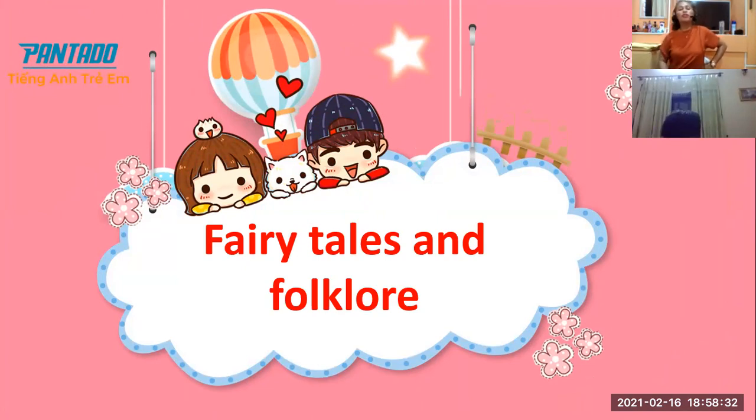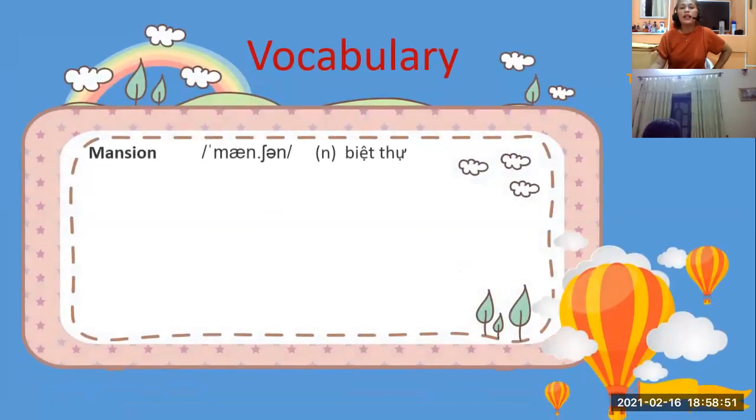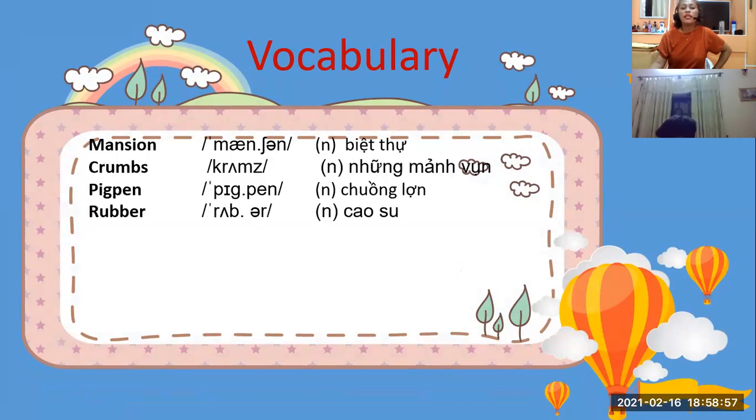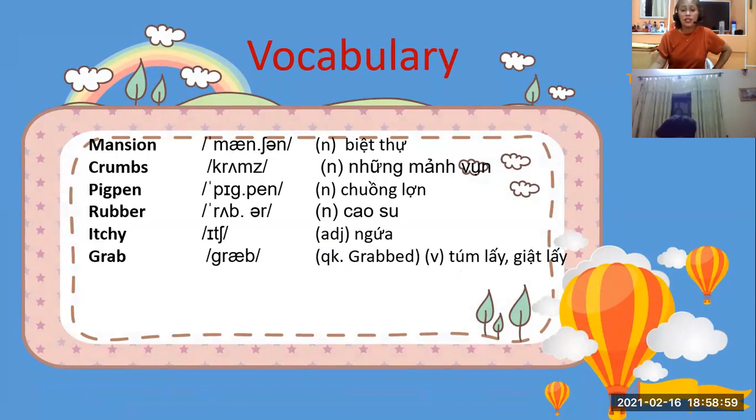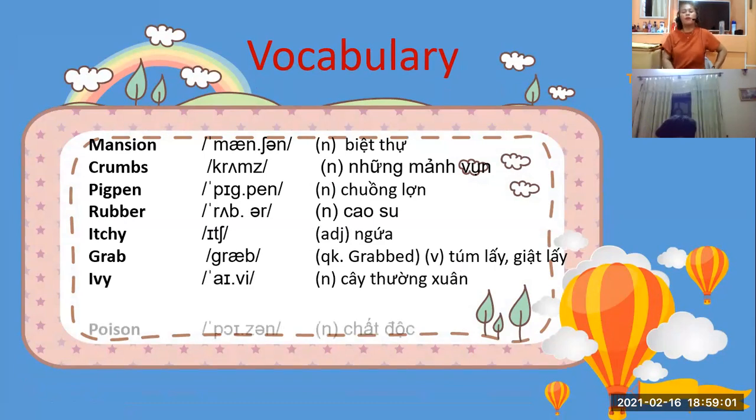So now we are going to discuss fairy tales and folklore. We are already in grade 7, reading 6. Let us check our topic: it is about fairy tales and folklore. But before that, we're going to discuss more on the things that we need to consider. So we have here vocabulary words.